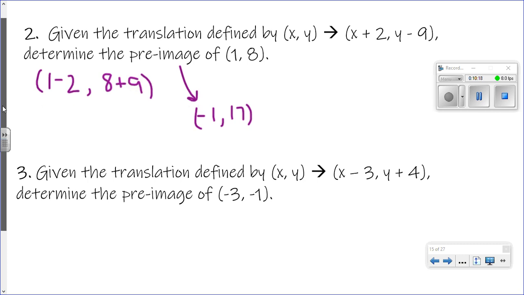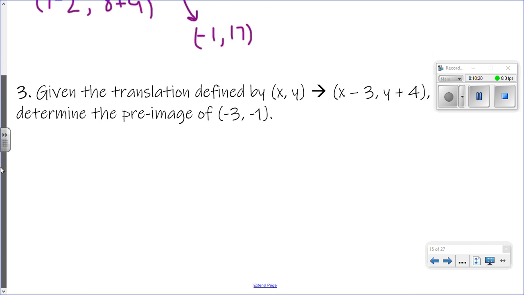So let's try that one again. Given the translation defined by this rule here, where we had to subtract 3 from the x values and add 4 to the y values, we want to determine the pre-image of negative 3, negative 1. So this is the image. This is what happens after the translation. We want to find the coordinate before we applied the rule.